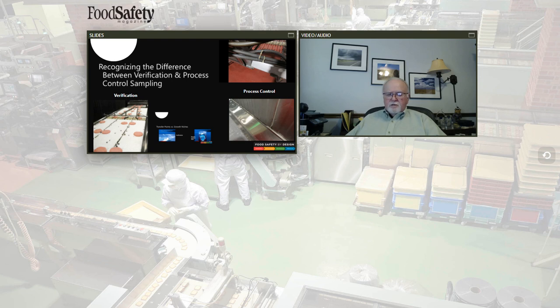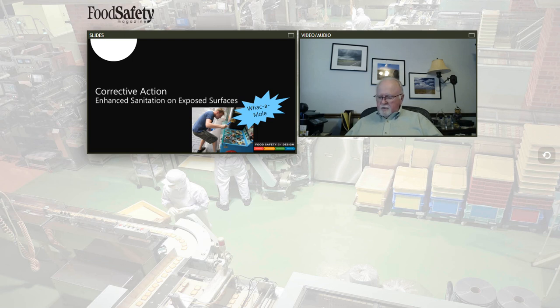Once the organism is in an active pathway of movement, it is headed either to the product or a drain. It's just a matter of time until the product is contaminated. So process control efforts occur before the organism gets into a pathway of movement.